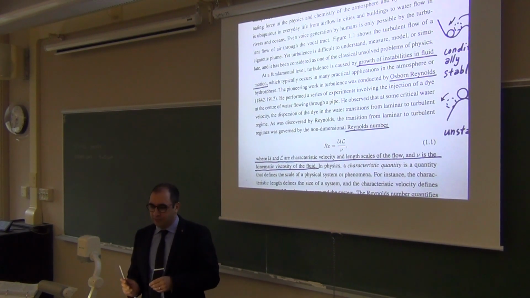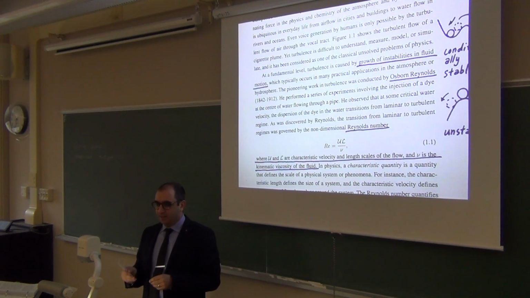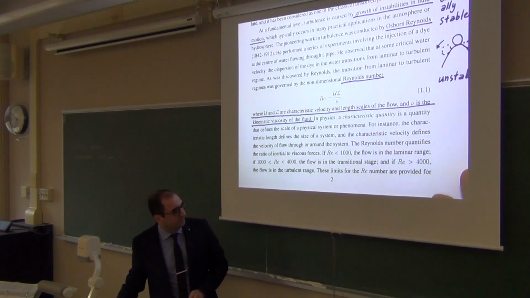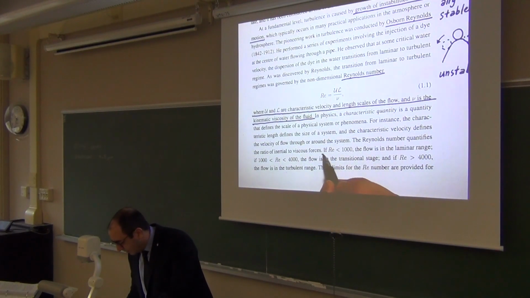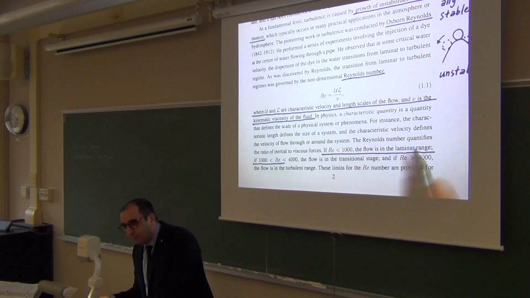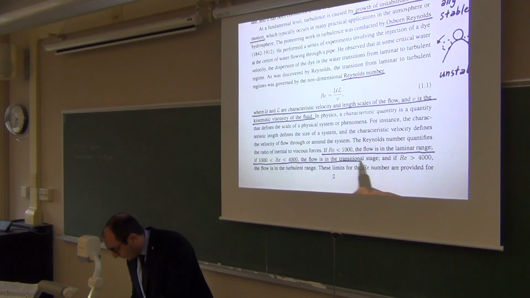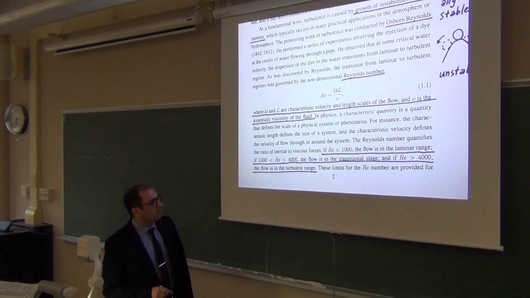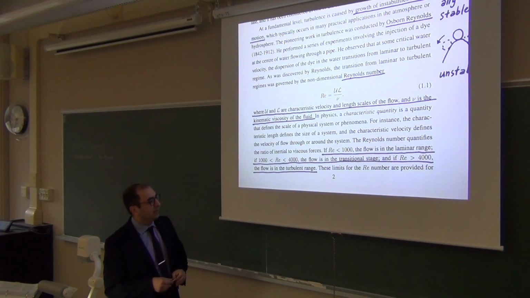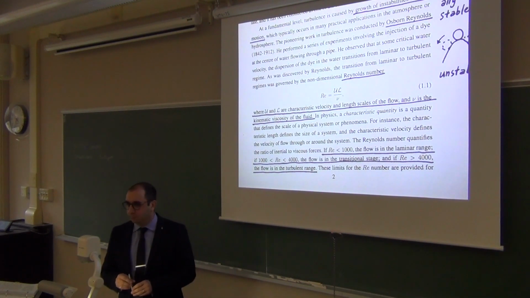If you multiply the two numbers, velocity times length divided by kinematic viscosity, you get a number, and this number signifies how chaotic your flow is going to be. If this number, the Reynolds number, is less than 1,000, the flow is said to be laminar. If it's in the whereabouts of 1,000 to 4,000, the flow is transitional. And if it's more than 4,000, the flow is turbulent. So the relative magnitude of this number signifies whether the flow is turbulent, or how much tendency there is to instability growth and turbulence.